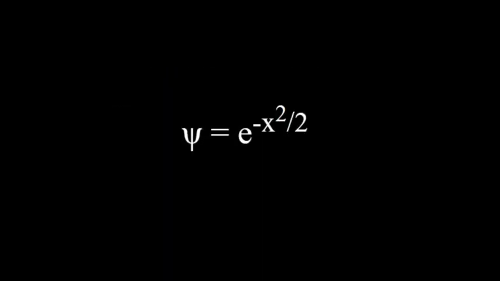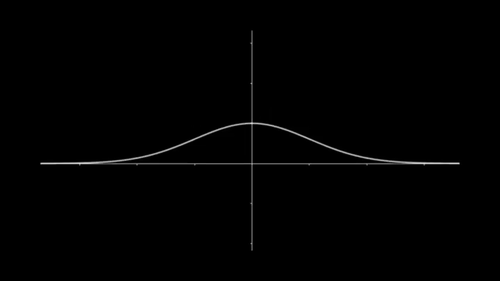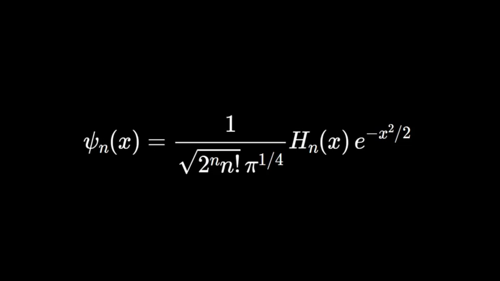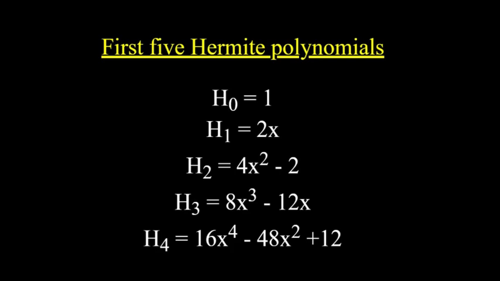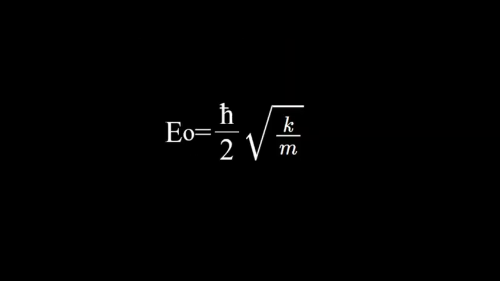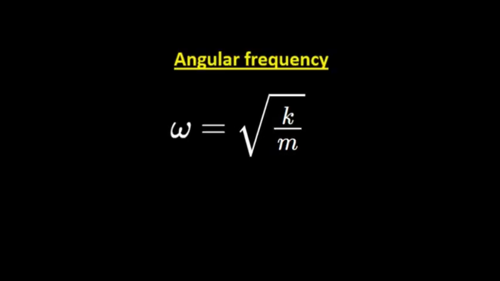One such solution of the wave function is of this form, which represents a Gaussian curve. The final solution of the wave function is given by this equation, where H subscript n represents the Hermite polynomials. These are the first 5 Hermite polynomials. On solving for the value of energy at n equal to 0, we get this equation where under root k by m is the angular frequency.